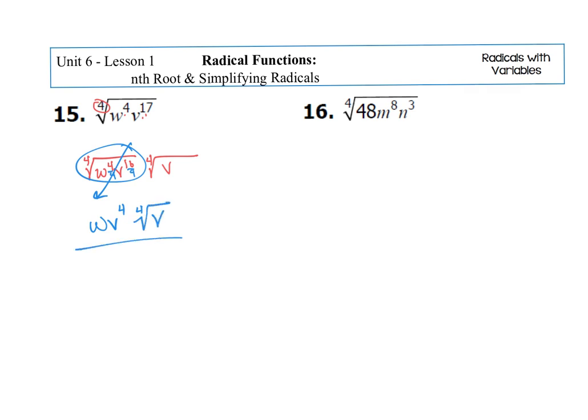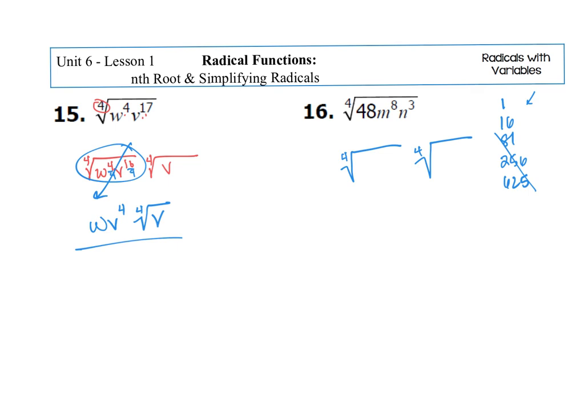Okay, 16, we have the 4th root of 48, m to the 8th, n cubed. Look at, I've got my perfect fourths list over here. 48's not on there, so I need to make two houses, two 4th root houses. Okay, don't forget that 4. It's a reminder to divide by 4 and not just square root. Now, can't be any of these numbers. They're all bigger than 48.